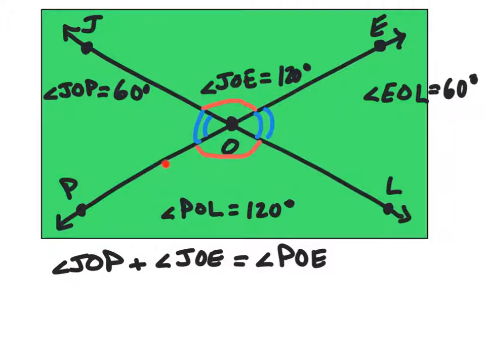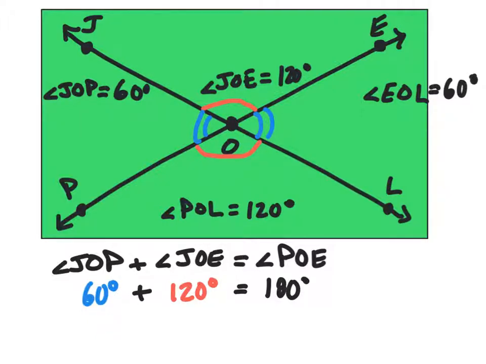You get 180. Now here's what I want you to do. Take whatever you got for JOP. In my case, I got 60 degrees, plus angle JOE. In my case, I have 120. Yours is going to be unique, and let's see if you measured these correctly. If you add those up, you should get a total of 180 degrees.